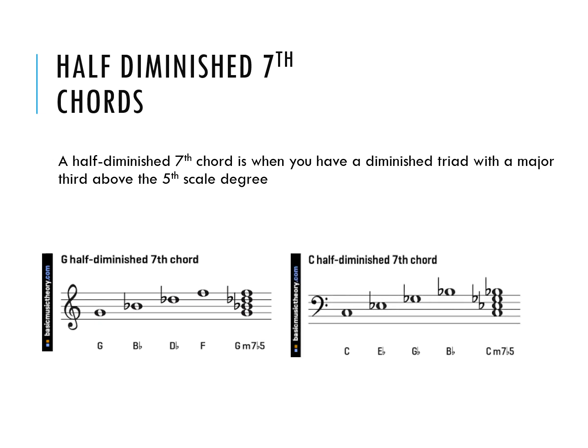Another example would be C half diminished seventh chord. To make this, you need a C diminished triad, which would be C, E flat, and G flat, and then a major third above the fifth scale degree would be B flat, therefore making a C half diminished seventh chord have the notes C, E flat, G flat, and B flat.